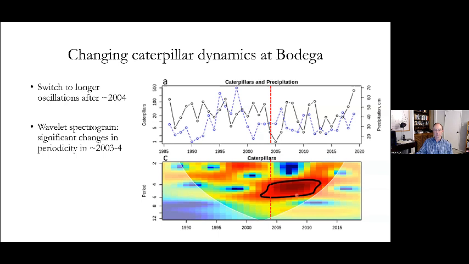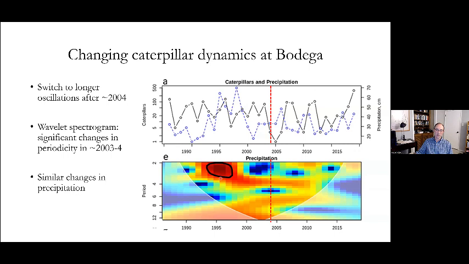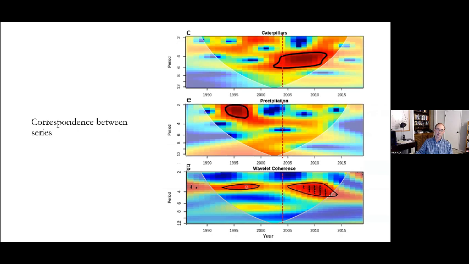If we look at the precipitation changes, they seem to be somewhat similar, low frequency oscillations here, 2 or 3 years, to longer period of oscillations here. Not quite as striking, but still there. Then if we look at the coherence of the wavelets, saying basically how correlated are the caterpillars and the precipitation, then you see this drop in frequency again a little bit here, as we go forward in time. And that kind of change in dynamics was also being documented in the oscillations of Pacific salmon populations.